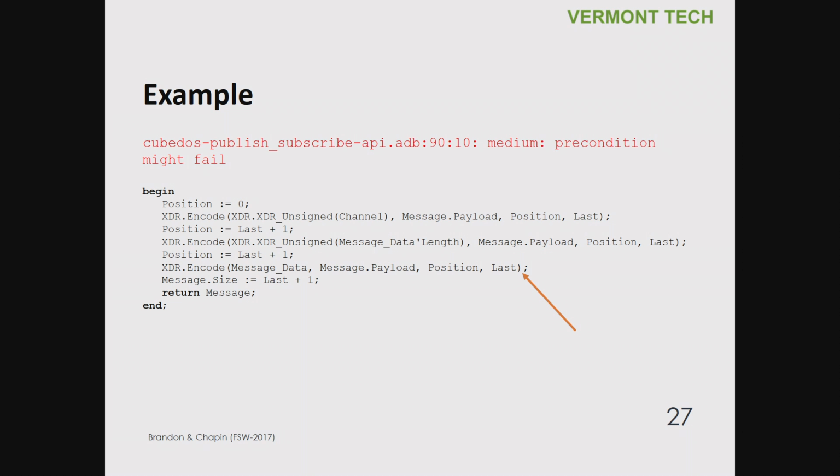And the reason why I can't prove that is because there isn't, but it may not be. In particular, the message payload has to hold the encoded channel number and also the length. That takes up space in the payload, and there may not be enough space left to hold the entirety of this message data. So it's possible that this precondition might, in fact, actually fail.